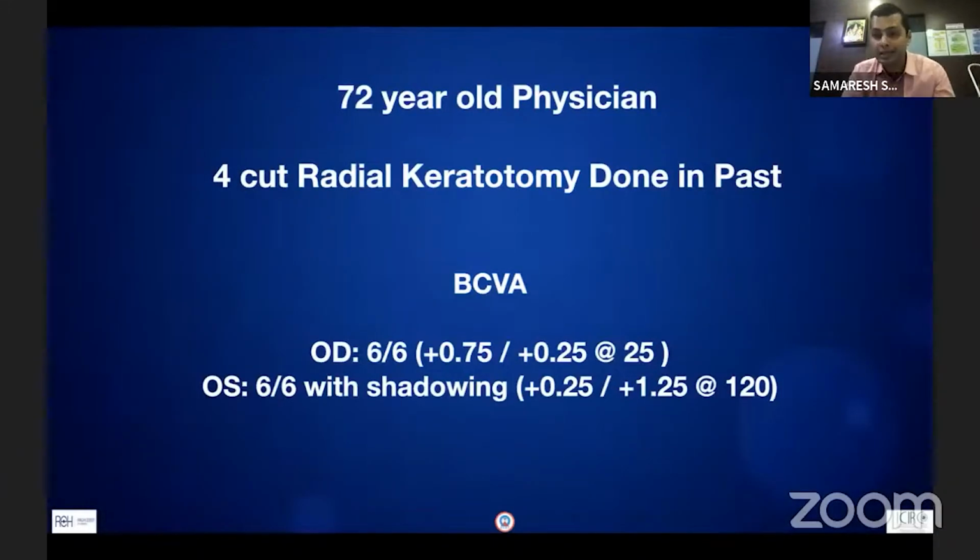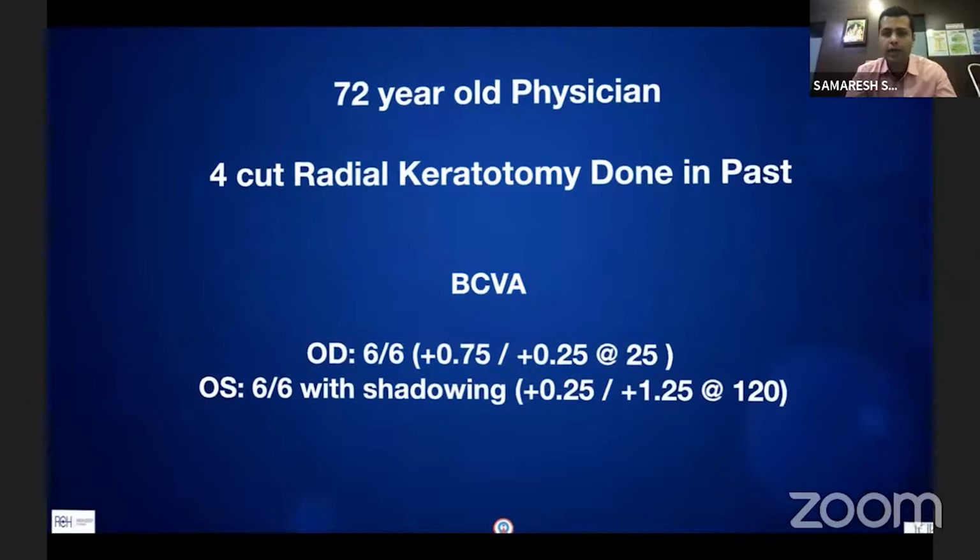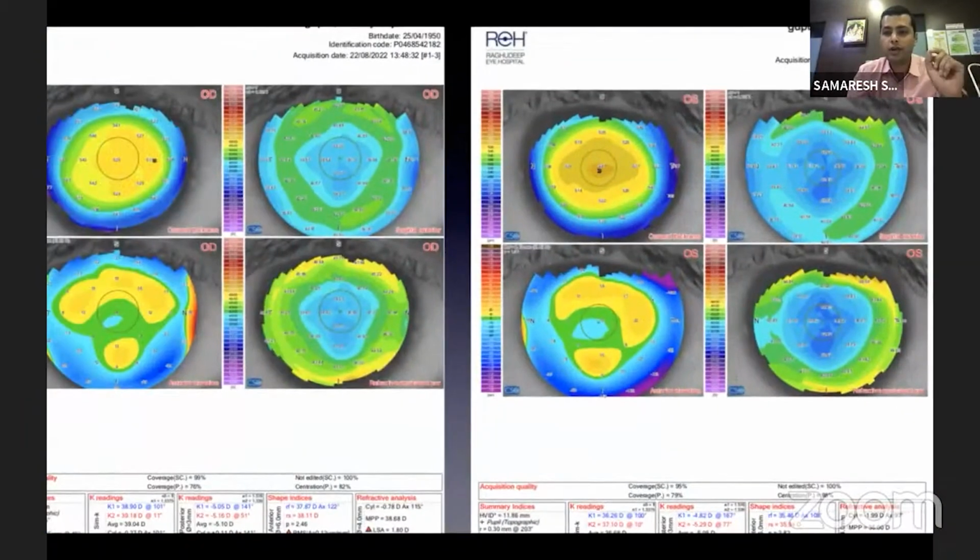This is where you really test the eyes. So there's a 72-year-old physician who's had an RK. Now, this is not laser vision correction, but just to prove the point out, in the end, this is how the cornea looks for an RK patient.